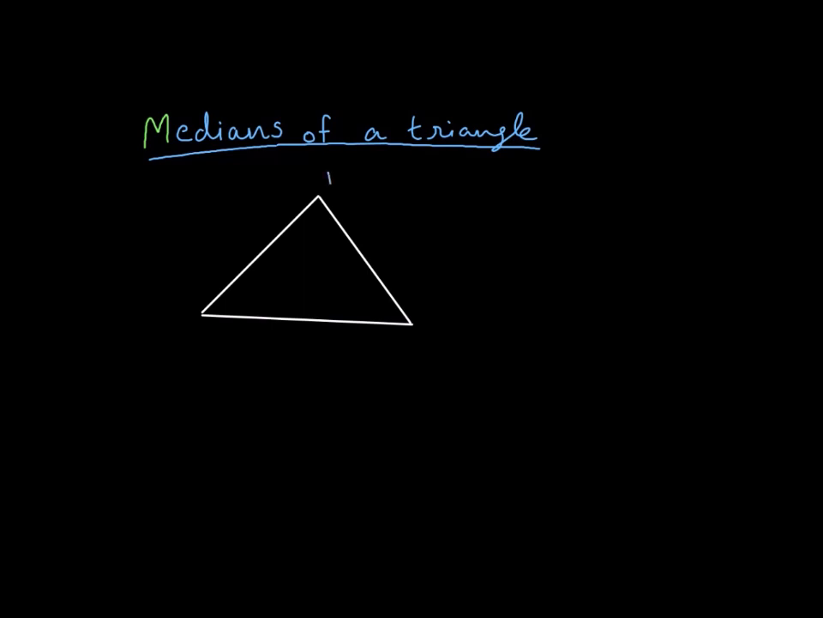Consider this triangle PQR. If I draw a line segment from one vertex, say P, to the opposite side, keeping in mind that the line segment which I am drawing should meet the midpoint of the opposite side QR. That is, here M is the midpoint of the side QR.